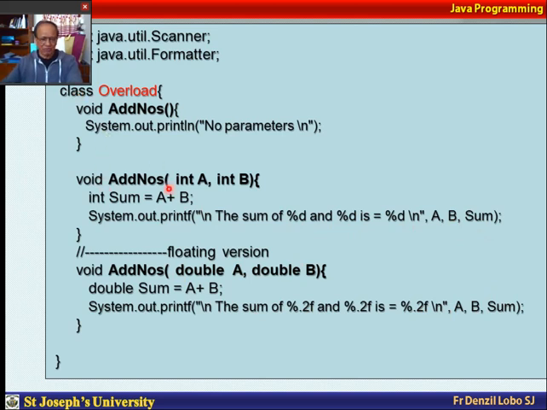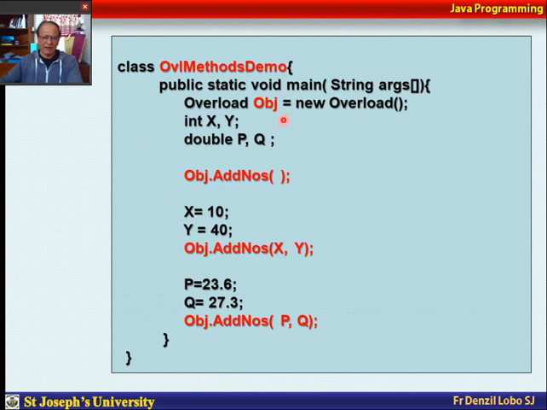We create an object of the type overload using the new keyword or operator. Then I have declared two integers and two variables of double type. First I am calling add numbers with no parameters passed. Therefore it is going to give an output saying that no parameters passed. Here I am assigning 10 to x and 40 to y. These are integer parameters. I am passing them x, y. This add numbers is in this object obj, therefore obj dot add numbers.